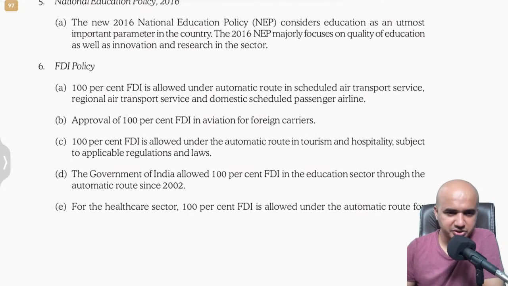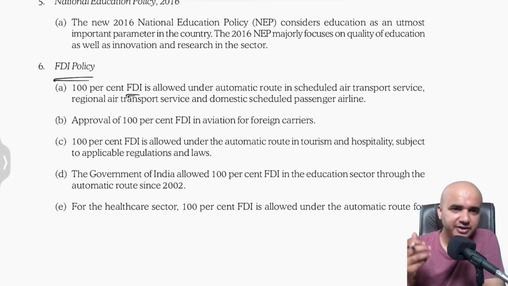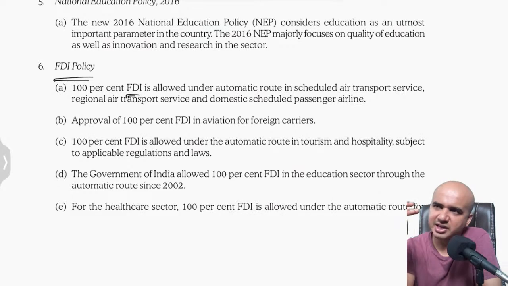Okay, this is interesting. FDI policy. 100% FDI. That means foreign investors can invest in certain industries to the extent of 100%. Which are those? Most often the government restricts. Like if there is a company and it needs capital, 100% of the capital normally cannot be from foreign sources. Sometimes they will restrict it to 25%, sometimes 20%, maybe 50%, etc. But let's read what exactly is written here.